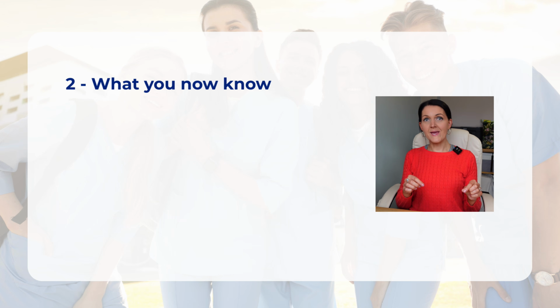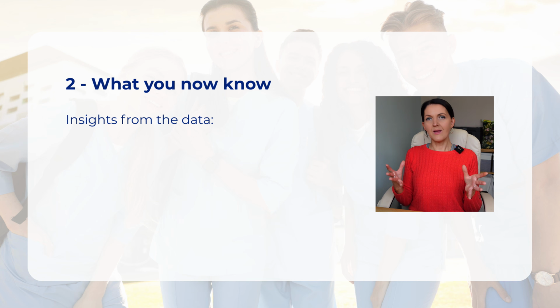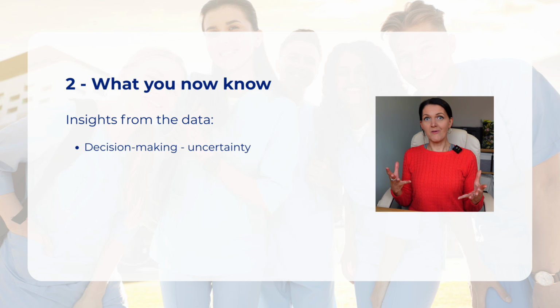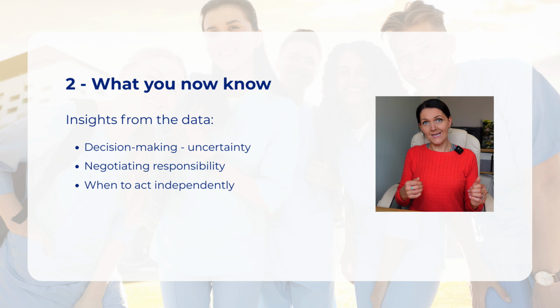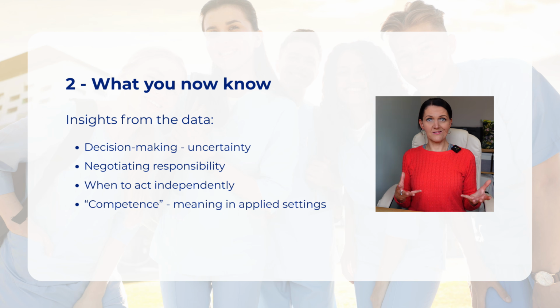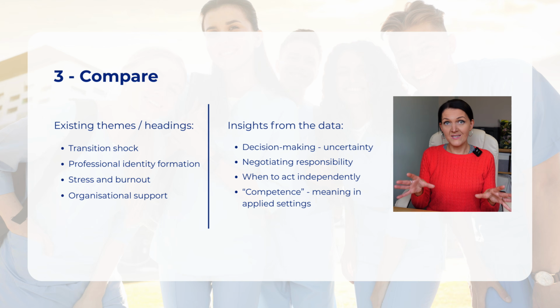Step two is to bring in what your research has become. Now we fast forward. Data collection is complete, analysis has been carried out, and the findings are pointing somewhere slightly different. What's come through in the data is uncertainty around decision making, negotiating responsibility, knowing when to act independently, interpreting what competence actually means in practice. So already we have a shift, not a completely different topic, but a more specific, more grounded understanding of the research focus. Step three is to put these two side by side.